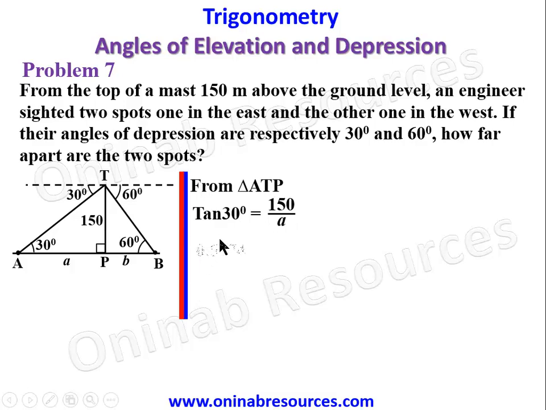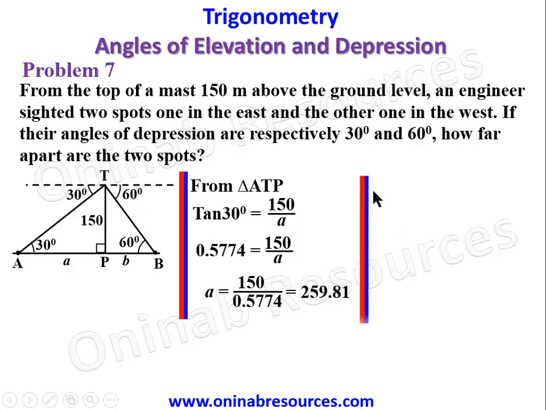Now tan 30 degrees is 0.5774, which is equal to 150 over A. Making A the subject of the relation, we have A equal to 150 over 0.5774, which gives 259.81. Now we go ahead to calculate B, so that from triangle BTP, so we are still using the opposite and adjacent. So we have tan 60 degrees is equal to opposite 150 over B, and that B is the adjacent.